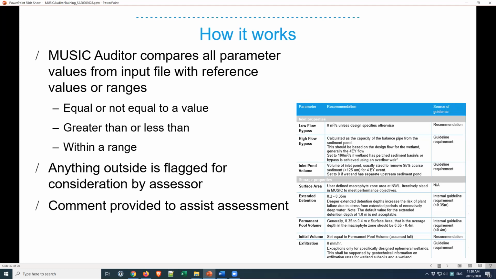Really, I've said it a couple of times, but anything that gets flagged by the auditor is something that the assessor should be looking at, reviewing and thinking about. That said, if you're a consultant and something's getting flagged and you can easily get it within the ranges, it's probably easier to get it within compliance if you can. But if you think you've got a good reason for setting it, then put that justification to the authority and let them make a decision on it.